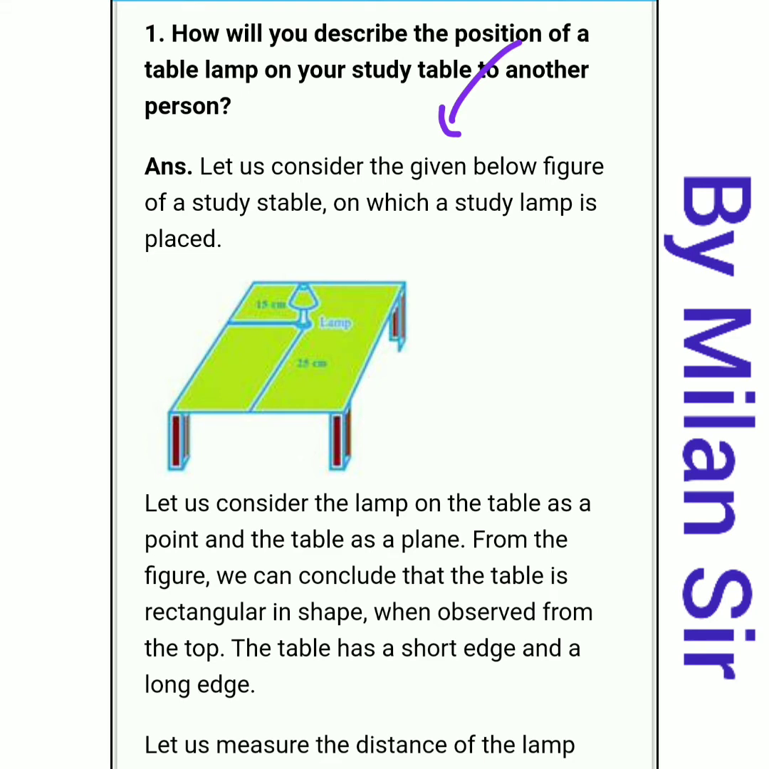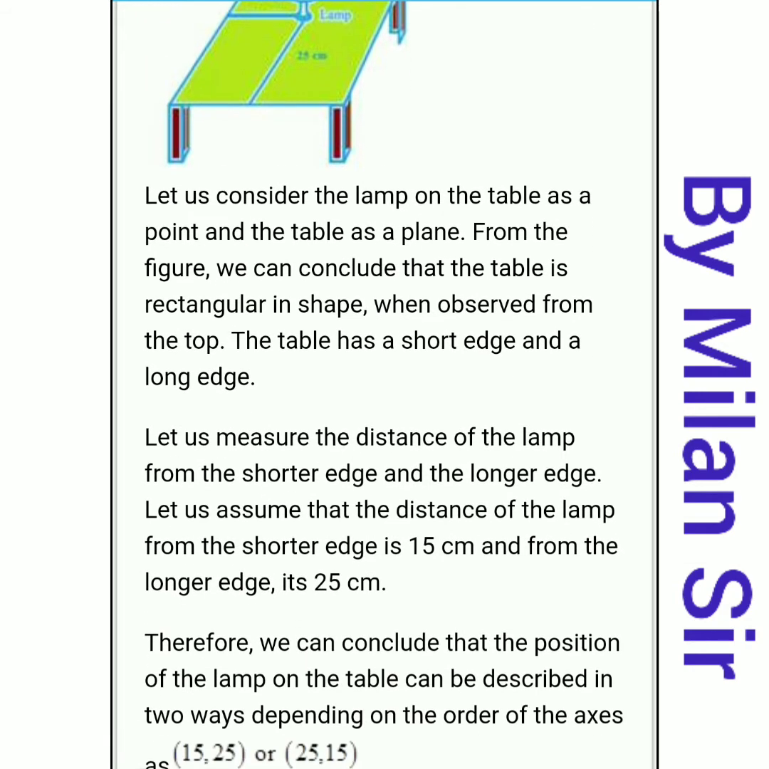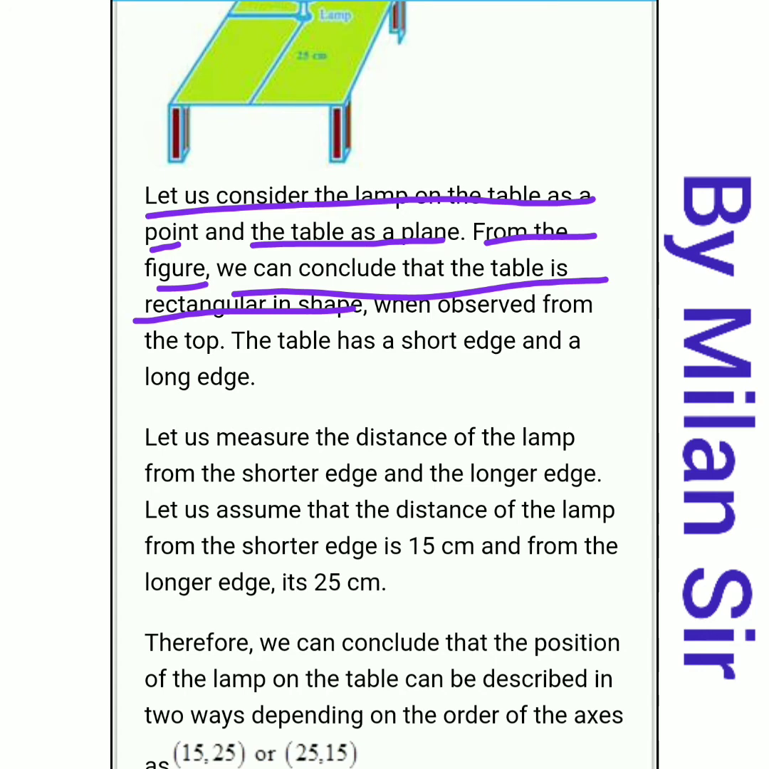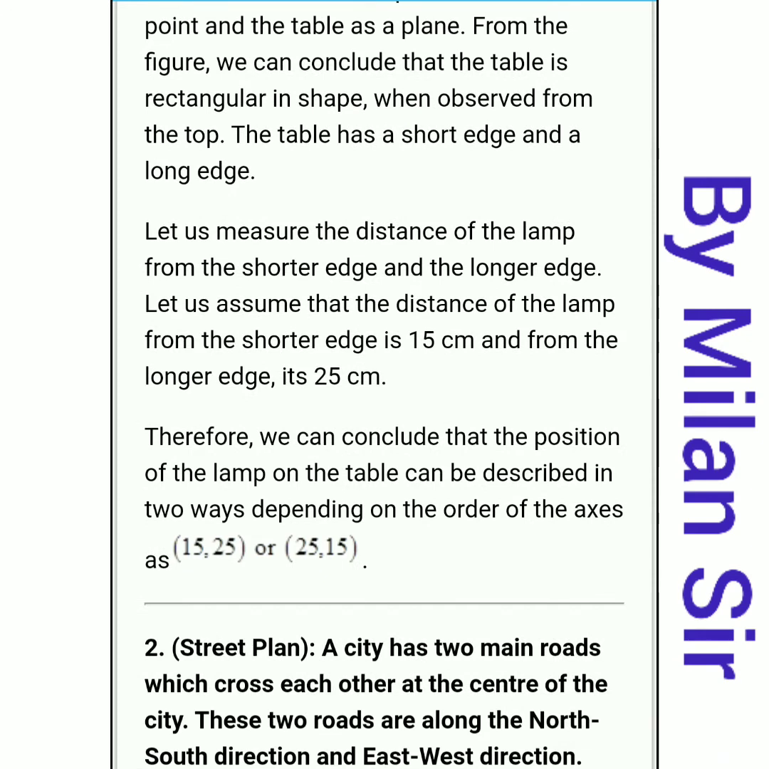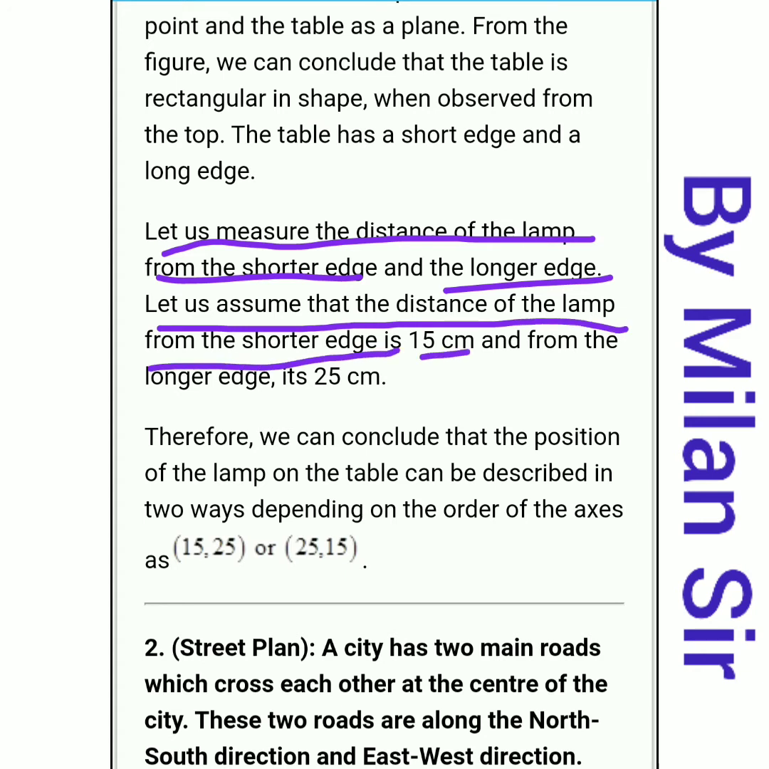Let us consider the given figure below of a study table on which a study lamp is placed. After that, let us consider the lamp on the table as a point and the table as a plane. From the figure we can conclude that the table is rectangular in shape. When observed from the top, the table has a short edge and a long edge. Let us measure the distance of the lamp from the shorter edge and the longer edge. Let us assume that the distance of the lamp from the shorter edge is 15 centimeter and from the longer edge 25 centimeter.